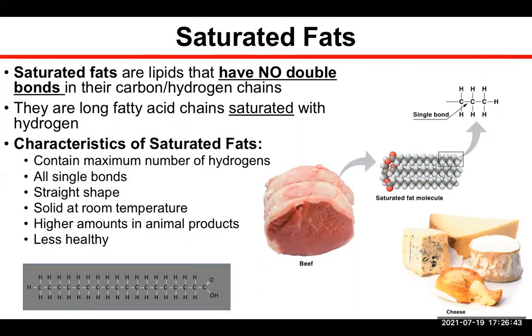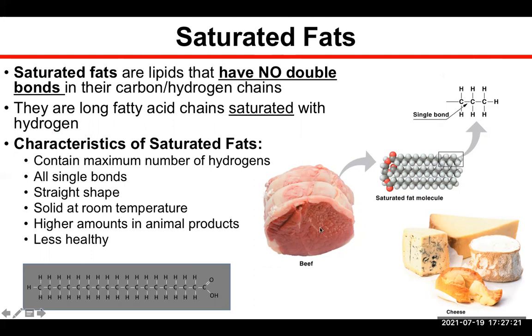So as I mentioned, saturated fats are a type of lipid that have no double bond between their hydrogen/carbon chains. When we look at this triglyceride here and highlight the carbons, we see that all the carbons have hydrogens attached to them. They're basically these long fatty acid chains. Because there are no double bonds between any of these, they're saturated with the hydrogens. And so that's where the saturation comes from.